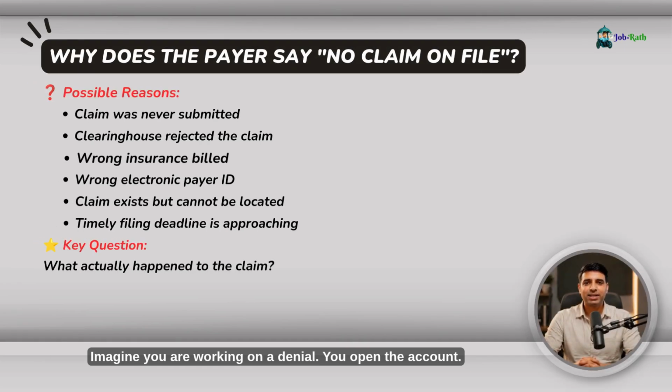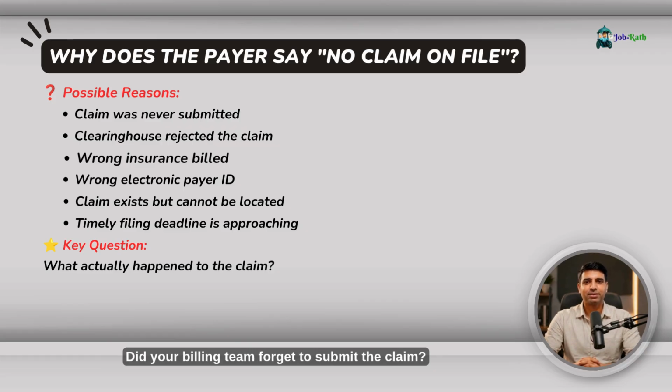Imagine you're working on a denial. You open the account, you review the claim history, you check the denial reason. Then you start investigating why the payer did not pay the claim. Everything seems normal. But then you notice something strange. The payer says, no claim on file.